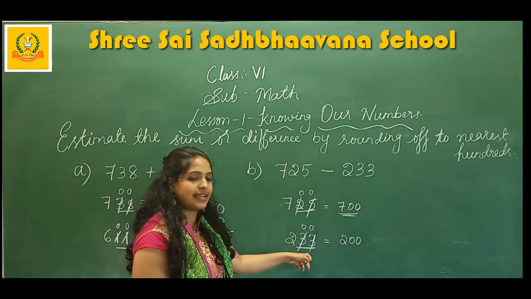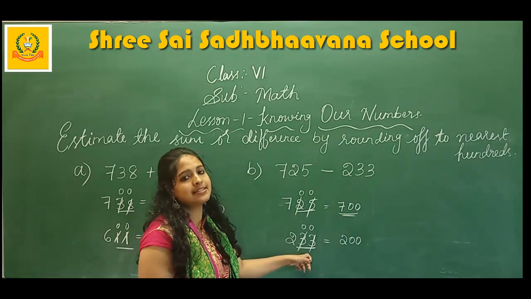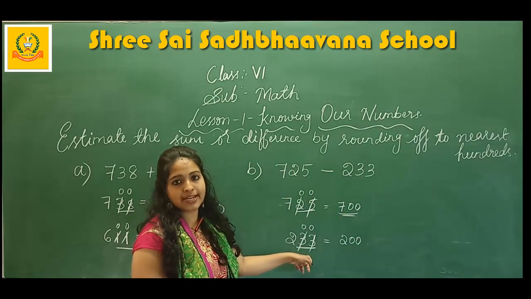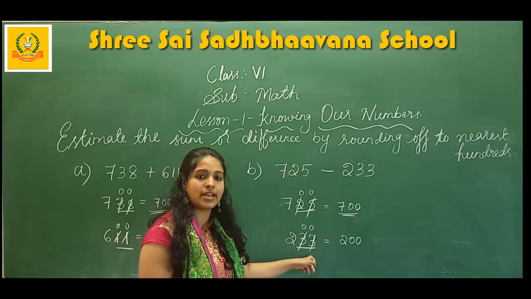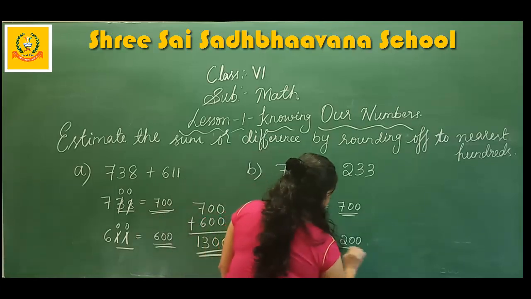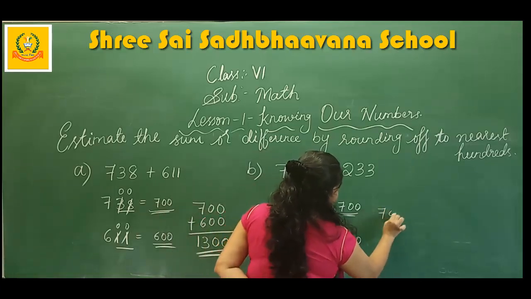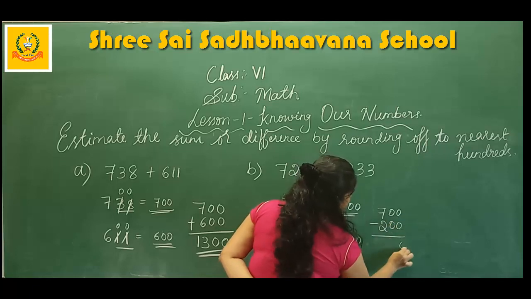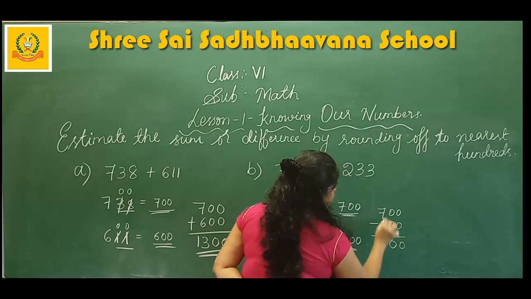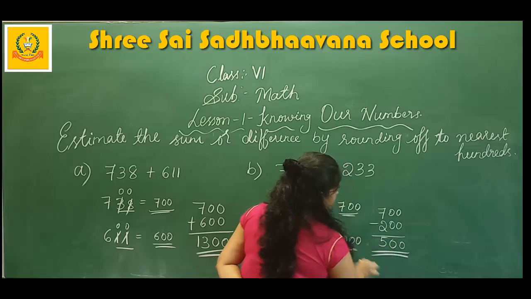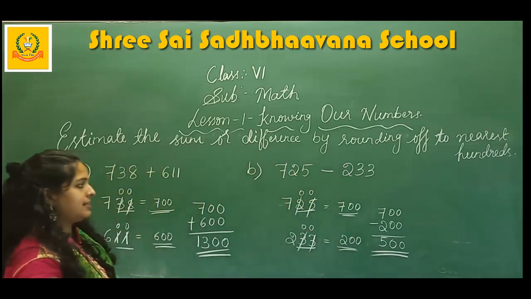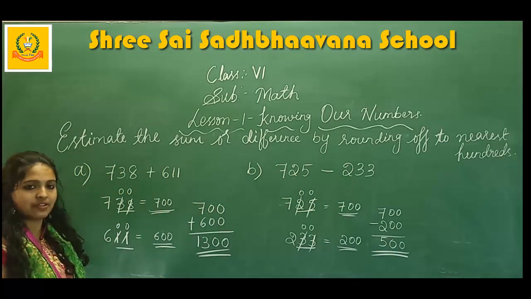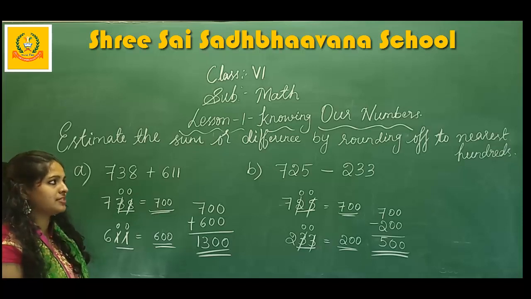Here, 33, is it more than 50, children? It is less than 50 again. Do we need to add 100? No, we need not add 100. So we can write it as it is. So 700 minus 200. 0 minus 0, 0, 0 minus 0, 0, 7 minus 2, 5. So what is the answer? 500. That is the difference. Now you understood, children? I hope you understood this.